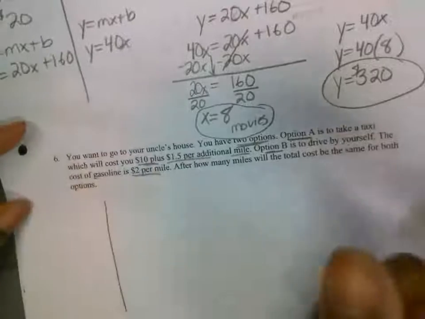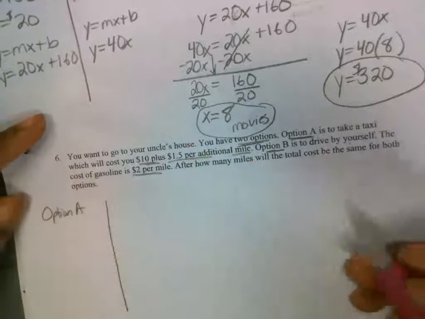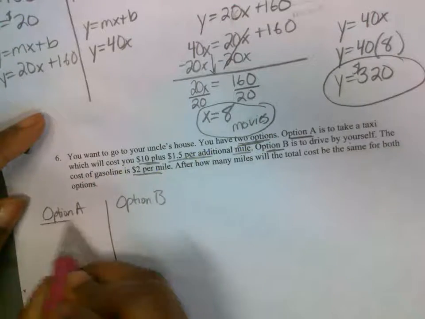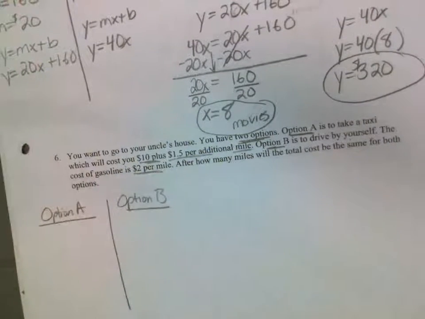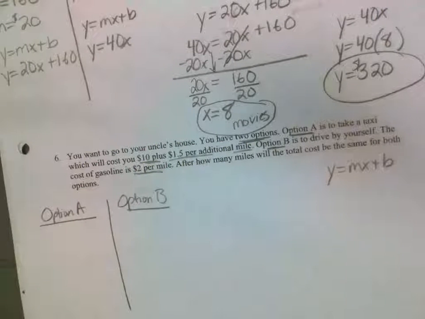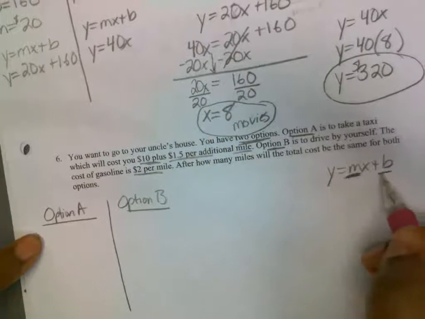So we're going to write an equation for both options. Please make sure that you write this down if you don't have it. We have option A, we have option B. For option A, I already know I'm going to write an equation in slope-intercept form, y equals mx plus b, because they give me a rate and they give me a starting amount. If they didn't give me a rate or a starting amount, then I would be writing the equations in standard form. But because I'm given a rate and a starting amount, I know that I'm going to write equations in slope-intercept form.